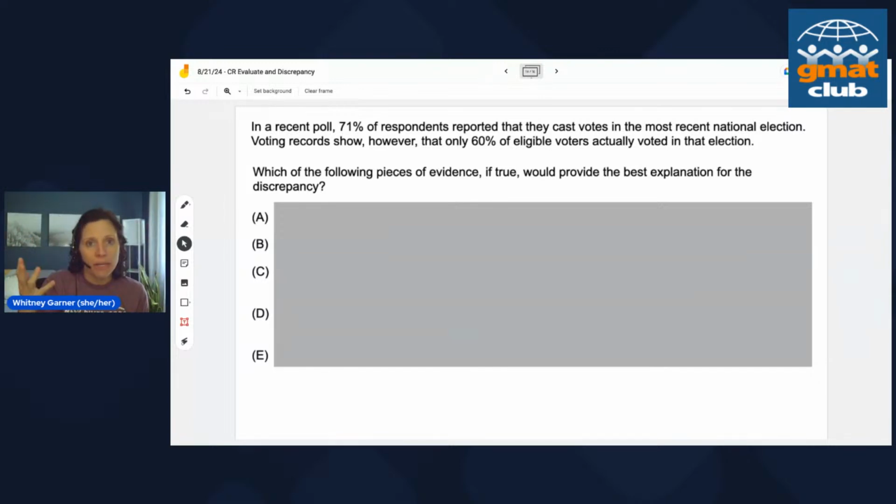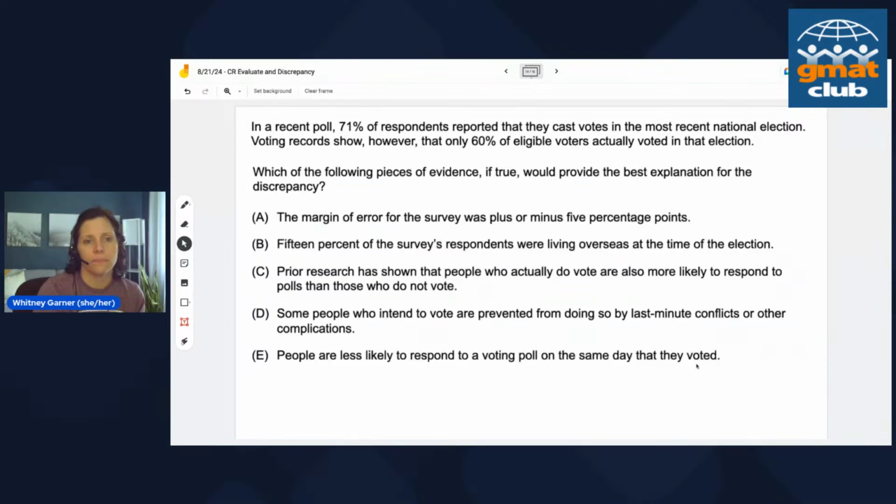So I take a moment, I pause and state the goal. I remind myself that my job is to find an answer that would resolve this discrepancy. And now once I've got, okay, I've got to resolve this, that respondents to the survey are more likely to say that they voted than the proportion of the actual eligible population who do vote. Cool. So let's look at our answer choices and see.